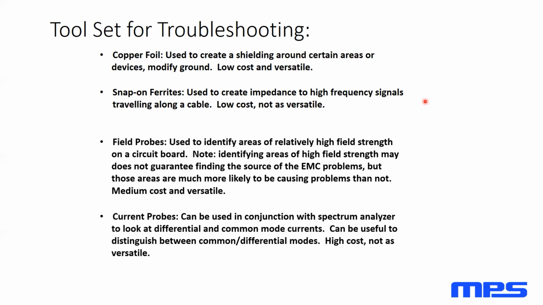Current probes, they can be used with a spectrum analyzer, typically very, very specialized equipment. They're higher cost, can be as much as in the $1,000 range. Not as versatile, but they do very quickly narrow in on these different modes of noise that we would be having in the harness and the power supply side.